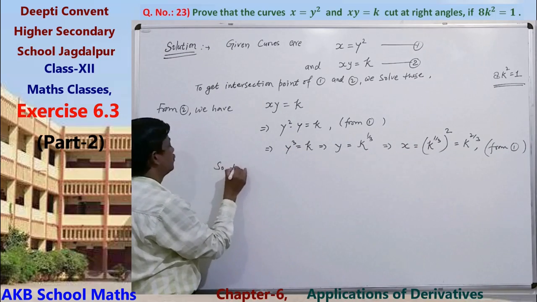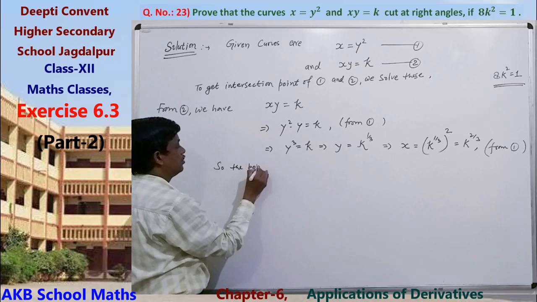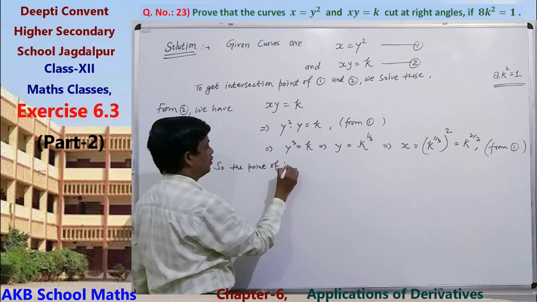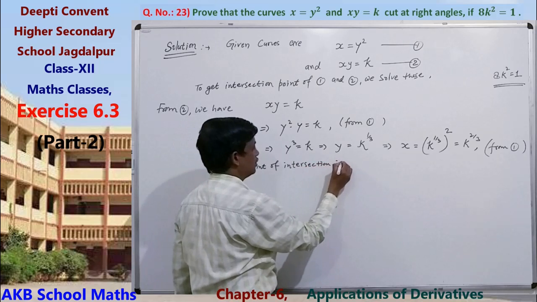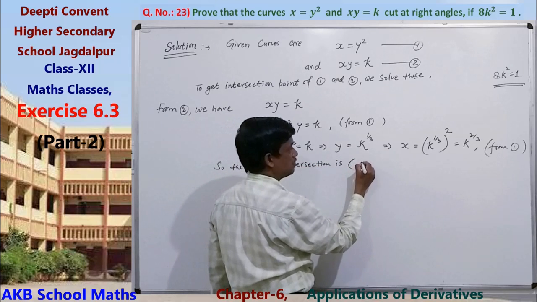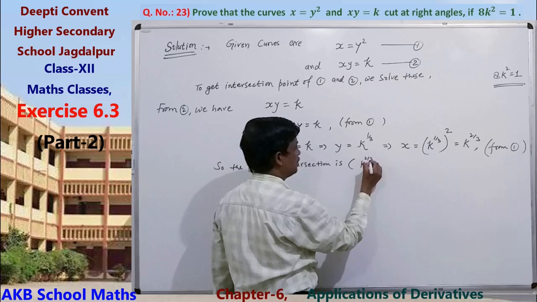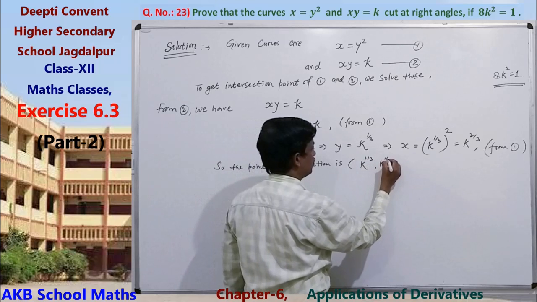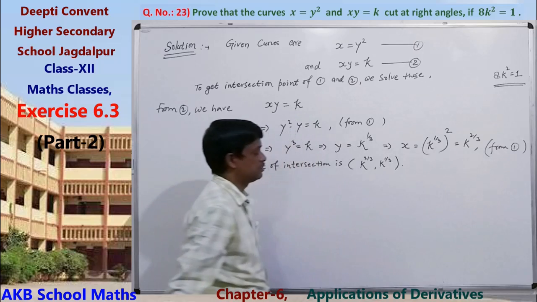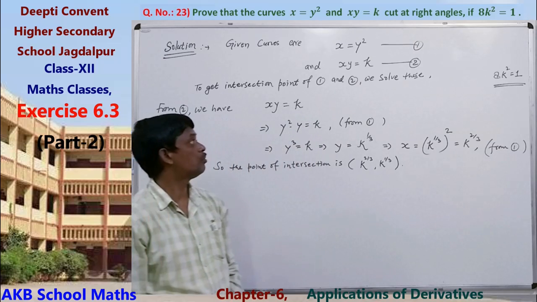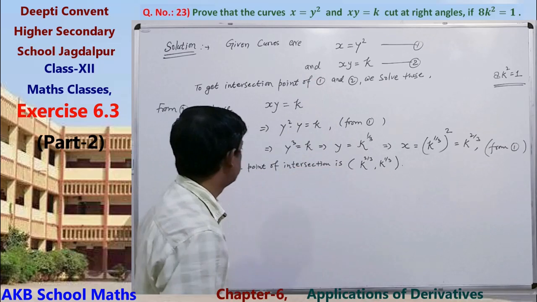So the point of intersection is x means k to the power 2 by 3 and y means k to the power 1 by 3. Okay, this is our point of intersection. Now we have to find the slope of these two curves at this point.